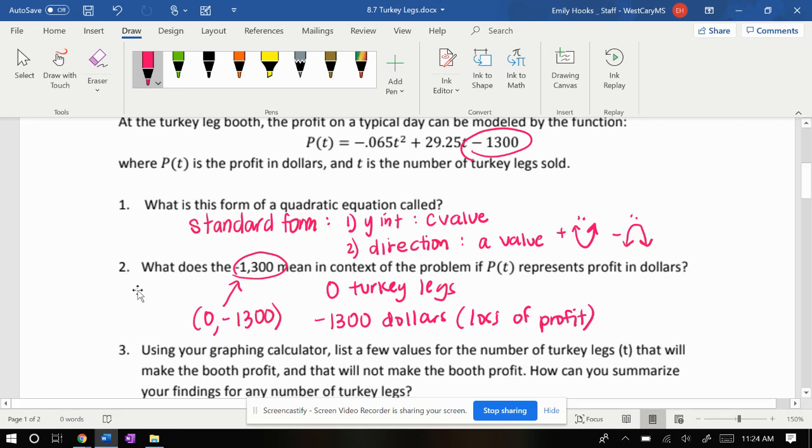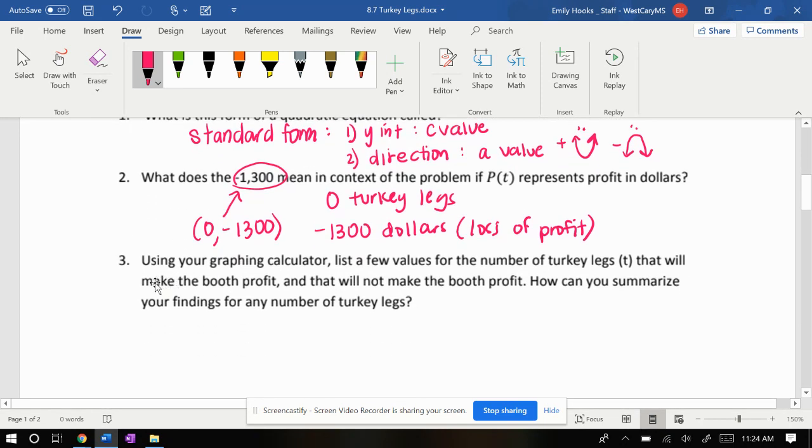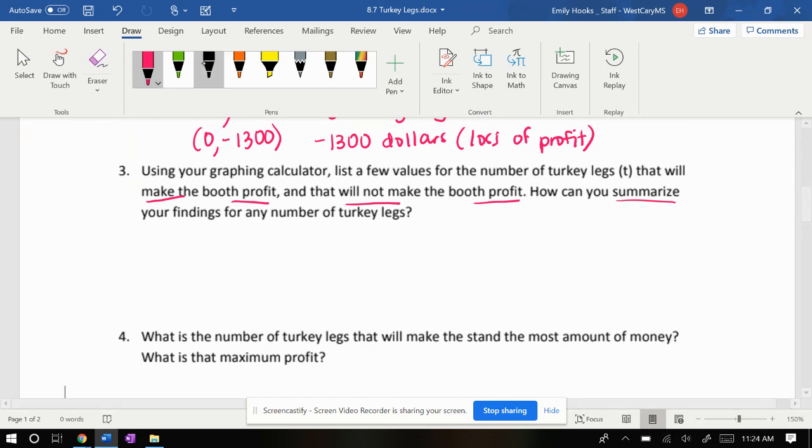All right, number 3 says using your graphing calculator, list a few values for the number of turkey legs that will make the profit, and that will not make profit as well. So they want us looking at 2 different things, and then how can we summarize our findings? So let's make an idea of what the graph will probably look like. We already know that if I sell 0 turkey legs, I'm going to be in debt $1,300. So then it's probably going to come up around here, and then it'll start fading down again.